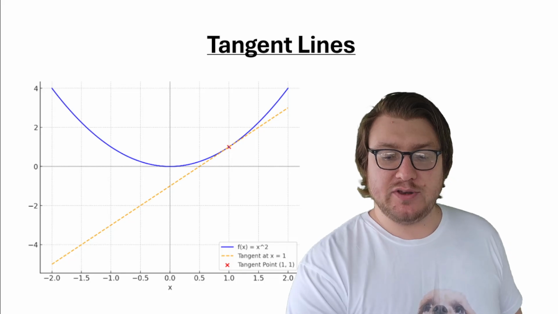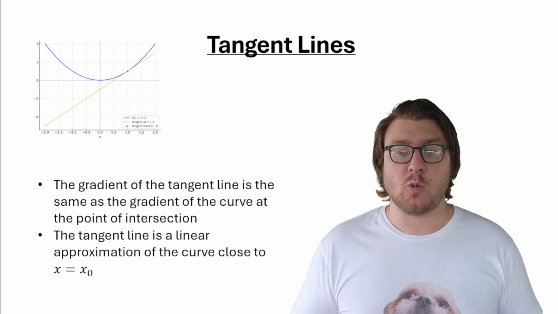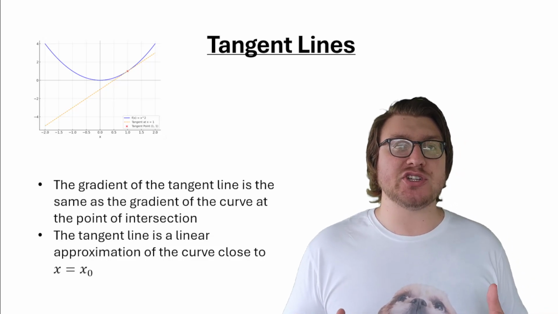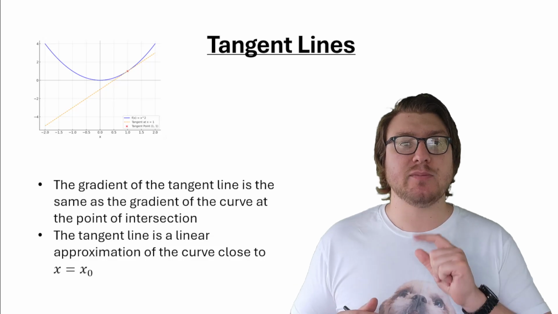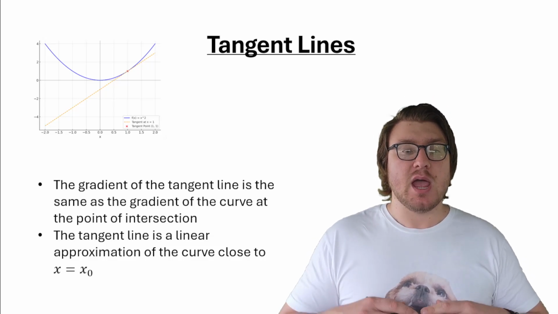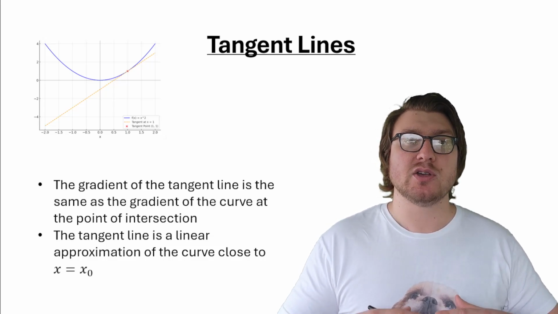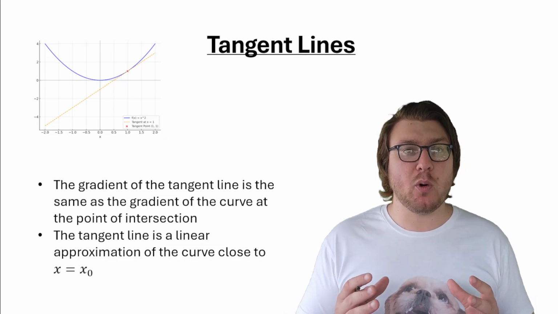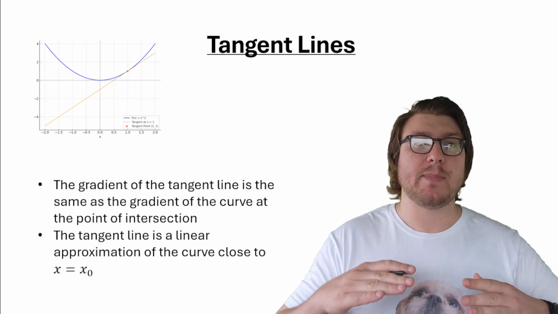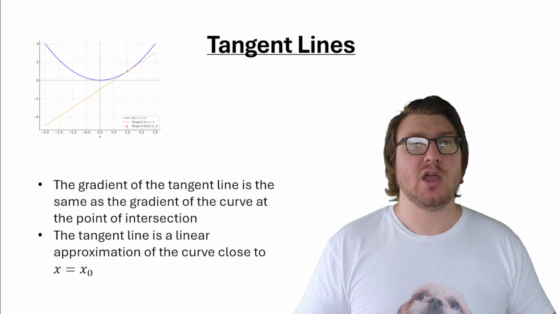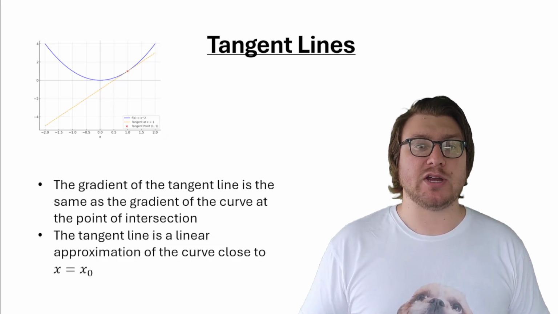Now, when we look at the tangent line, we have a couple of properties that you need to know. One is that the gradient of the tangent line is always equal to the gradient of the function at the point of intersection. Also, the tangent line is supposed to be a linear approximation of our curve. So at the point where we're interested in, at x0, we have our curve, but it looks like a straight line. So we're going to have to use a straight line formula to figure out the equation of a tangent line.